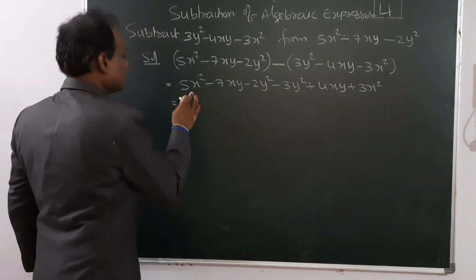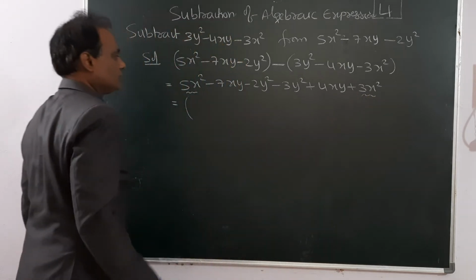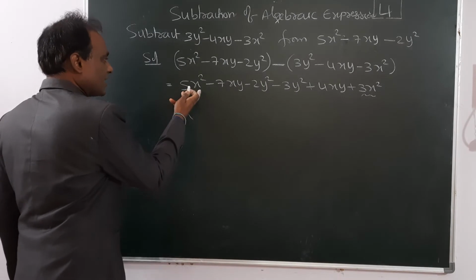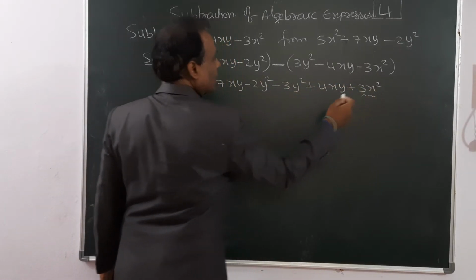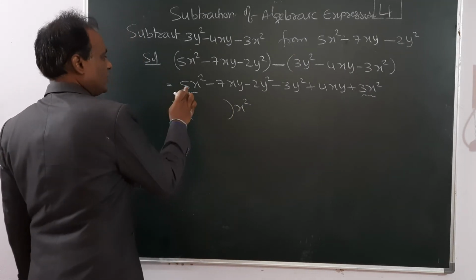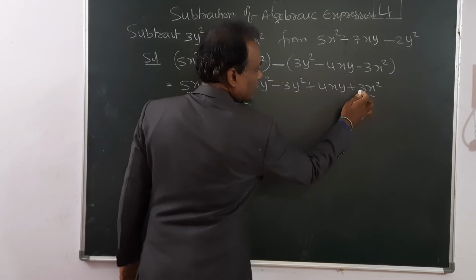So what are the like terms? The x square and x square terms are like terms. Add only the x square terms. The x square term is added with the x square term. So x square is common. One x square coefficient is 5 and the other x square coefficient is 3.